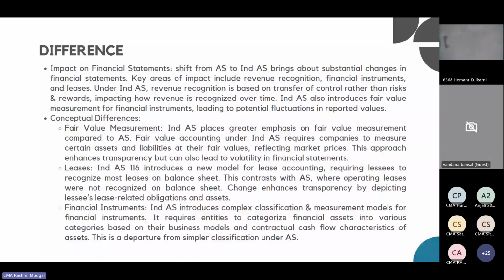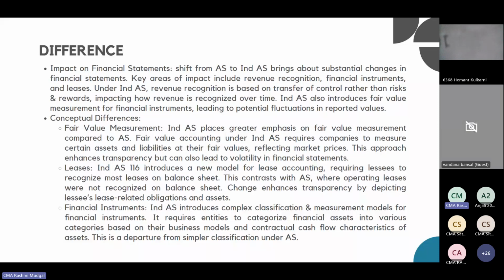Ind AS also introduced fair value measurement for the financial instruments, leading to potential fluctuation in the reported value. There is a conceptual difference. What was that? That was fair value measurement, leases, and financial instruments, what I told you earlier. Okay, so what happened in the fair value accounting? Ind AS requires companies to measure certain assets and liabilities at their fair value, reflecting market price. This approach enhances transparency, but can also lead to volatility in the financial statements. Ind AS places a greater emphasis on fair value measurement compared to AS.